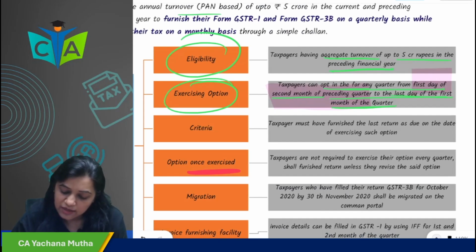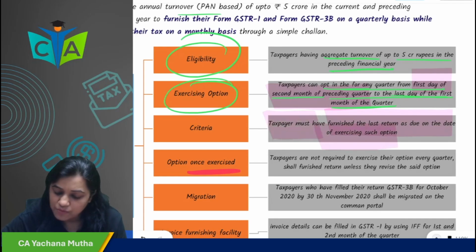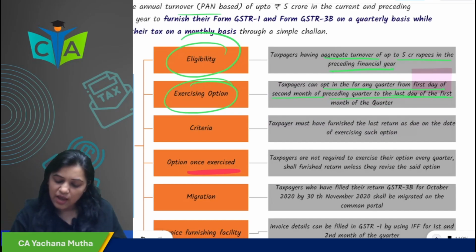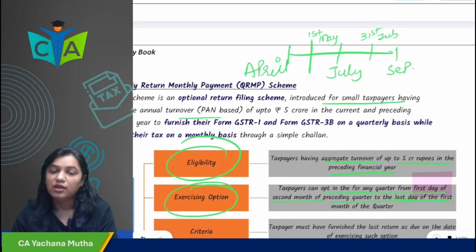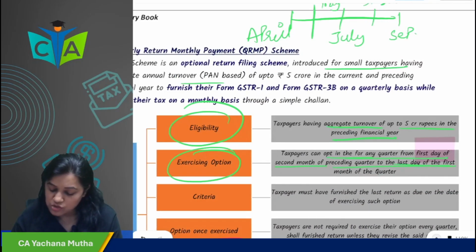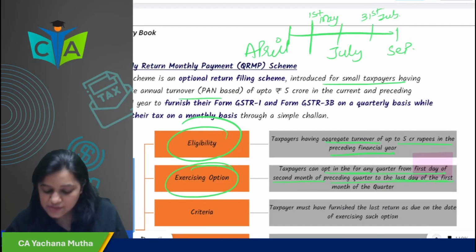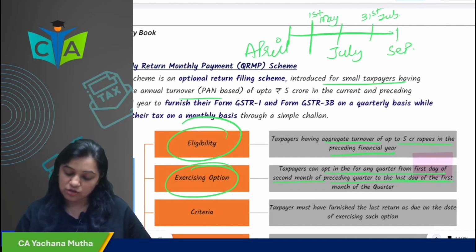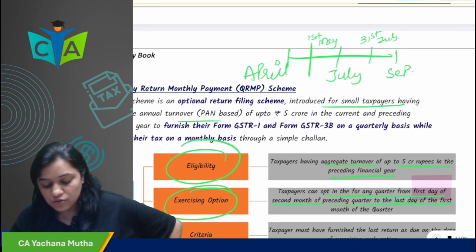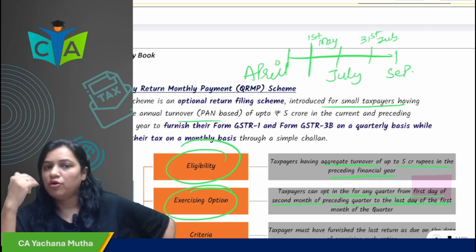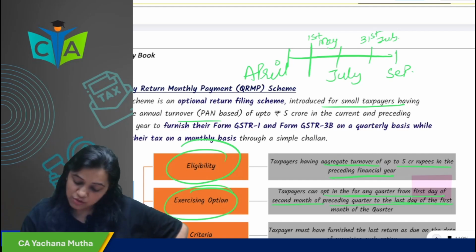Criteria: what is the criteria? The taxpayer must furnish the last return as on the due date of exercising such option. The date when you are exercising the option, you have to have furnished the last return. For example, you are exercising the option on, say, 10 July. So till 10 July, whatever returns have become due for the earlier periods, you have to furnish those returns.